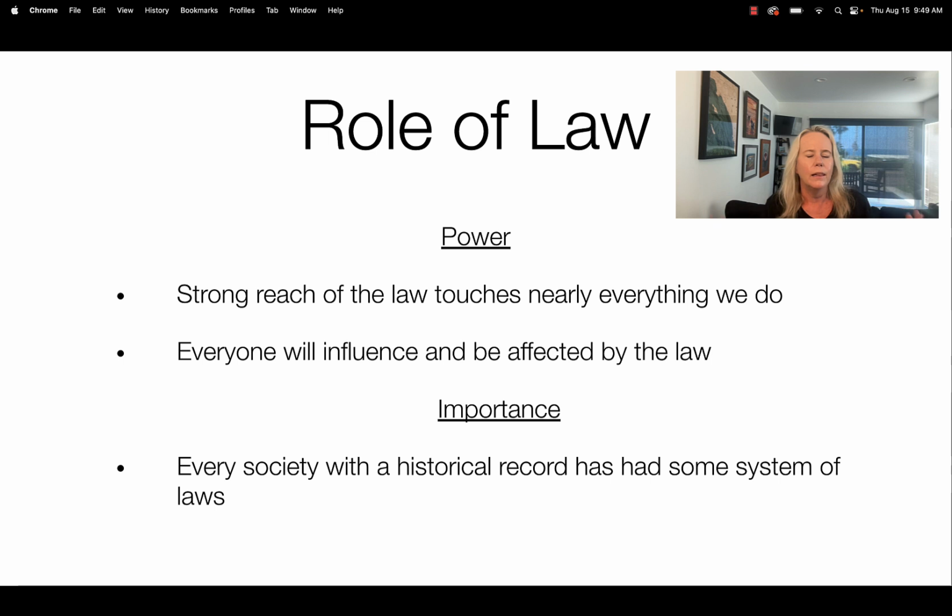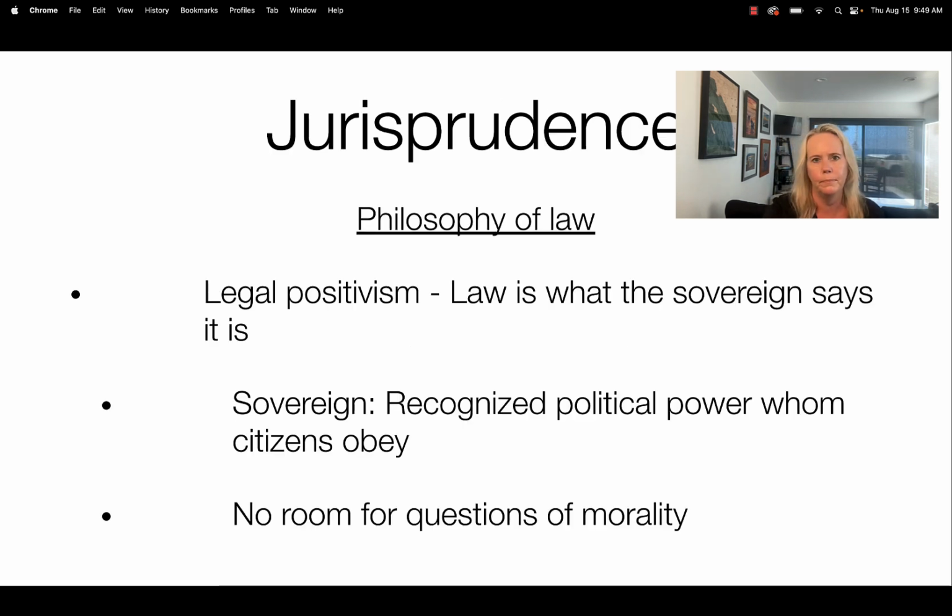And so, like I said, the law is everywhere around us. We don't see it, but we are impacted by it. And the law is important because every society with a historical record has had some system of laws to govern them.